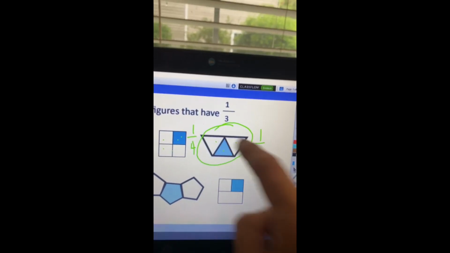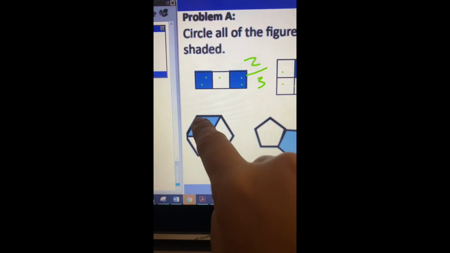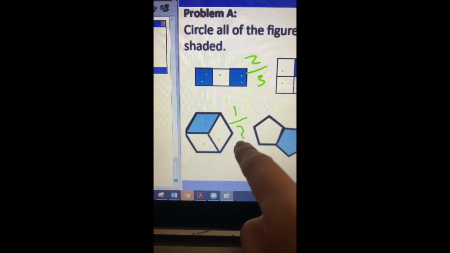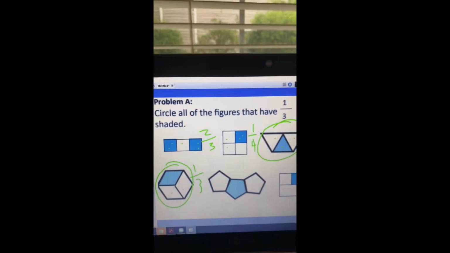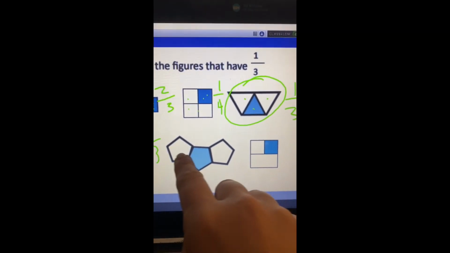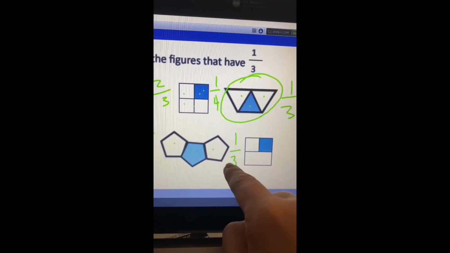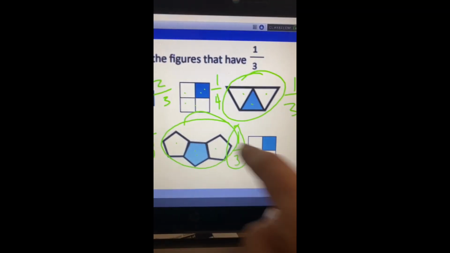Here we have 1 piece shaded out of 3 pieces. Ooh, I can circle that one. Here we have 1 piece shaded out of 3 total pieces. I can circle that one because it says all the figures, so there's more than one. Here we have 1 piece shaded out of 3 total pieces. I can circle that one.